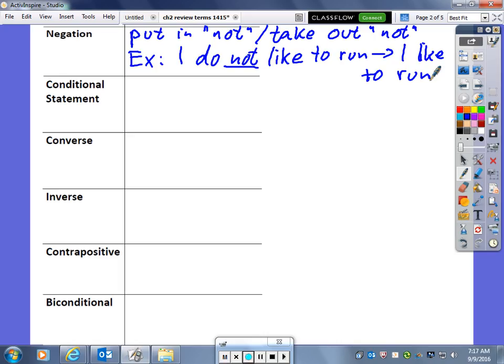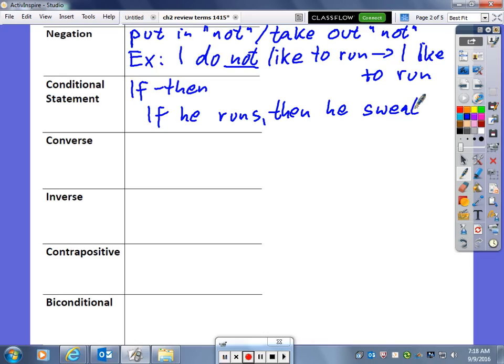Now let's talk about our conditional statement. A conditional statement is usually written in if-then form. Let's use an example. If he runs, then he sweats.